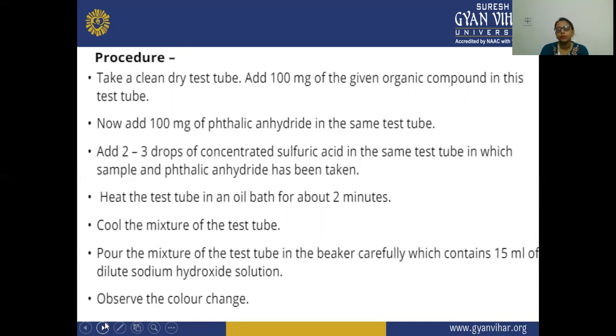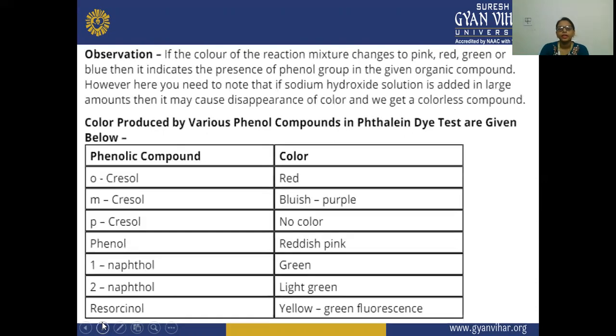So here we are observing what color will come after the transfer of this mixture from the test tube to the beaker. If the color of the reaction mixture changes to pink, red, green, or blue, then it indicates the presence of the phenol group in the organic compound. So these 4 colors, pink, red, green, or blue, indicate the presence of the phenol group in the given organic compound.